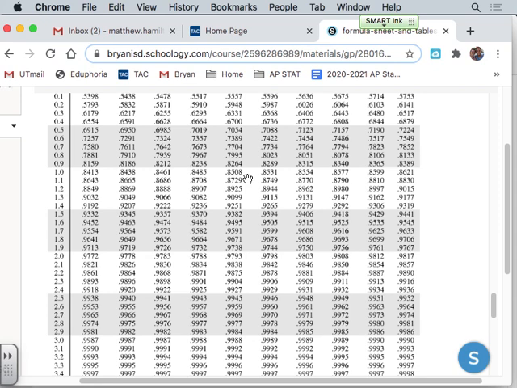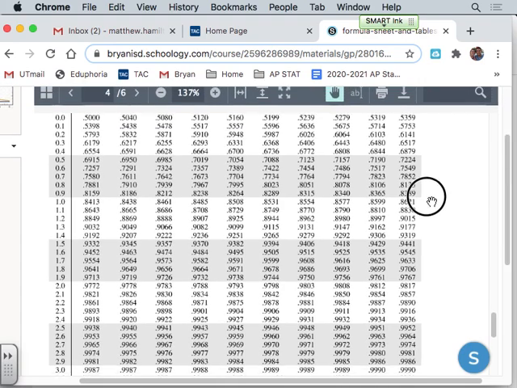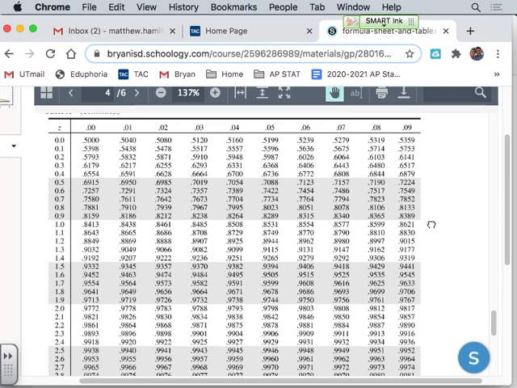So maybe let me pull up the page actually. Okay, so where is it? This is the closest thing we have. The top 15% is the same as looking for the bottom 85. So there's my number that's the closest thing I have to 85%. That is at a value of 1.04. So our z-score equals 1.04.